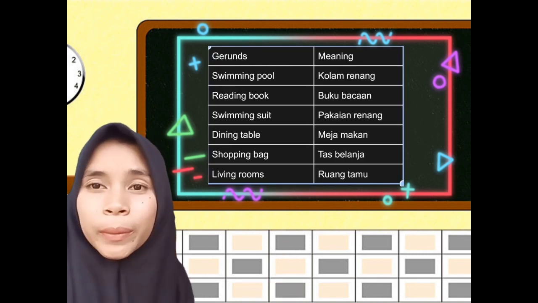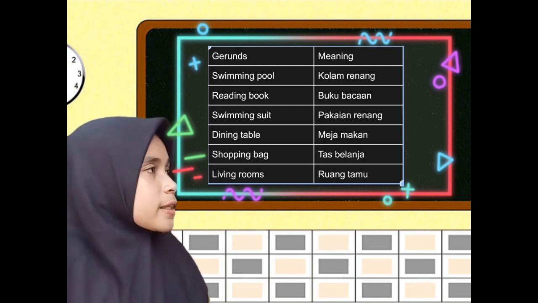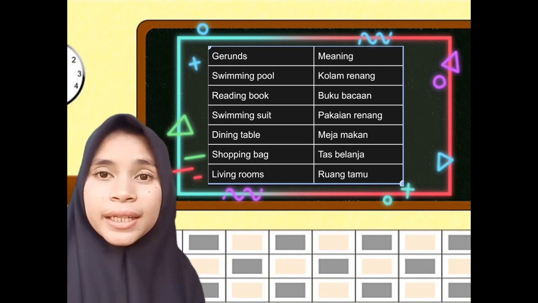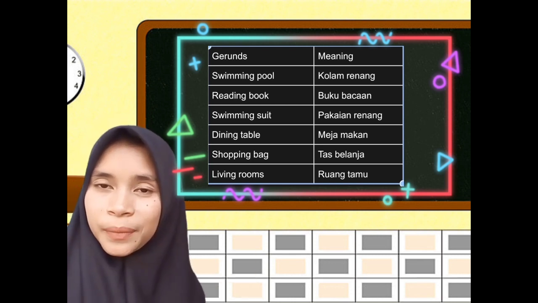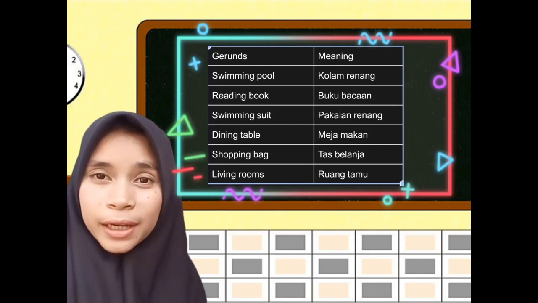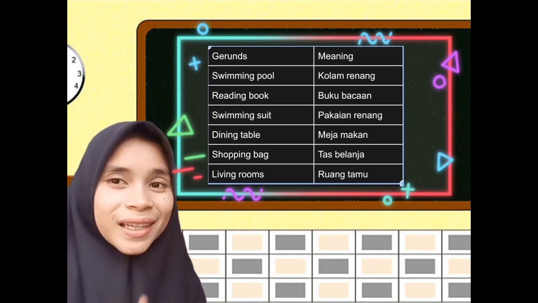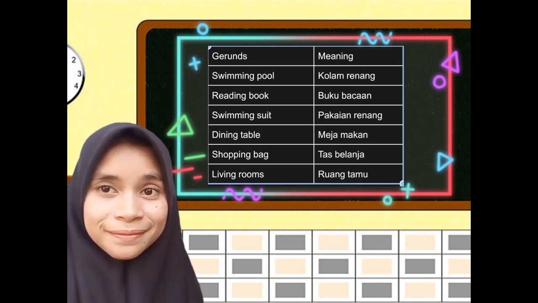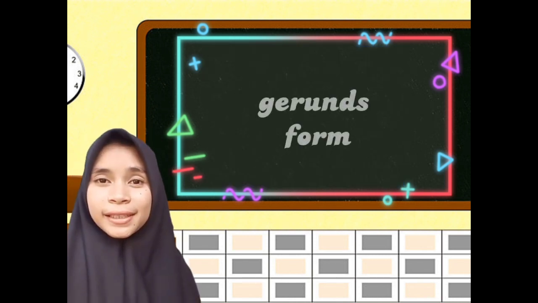Gerund, swimming pool, and the meaning is kolam renang. Next, reading book, and the meaning is buku bacaan. Swimming suit, the meaning is pakaian renang. Next, dining table is meja makan. Shopping bag, tas belanja. Living rooms, ruang tamu. Can you identify what the gerund is? Let's move to the next slide.